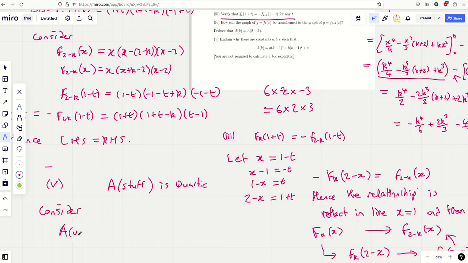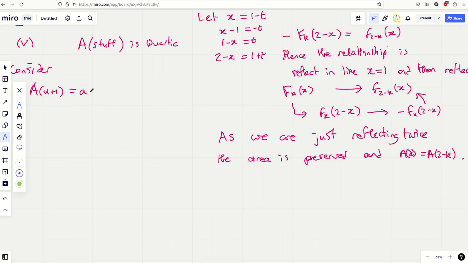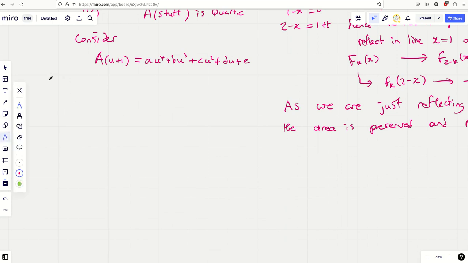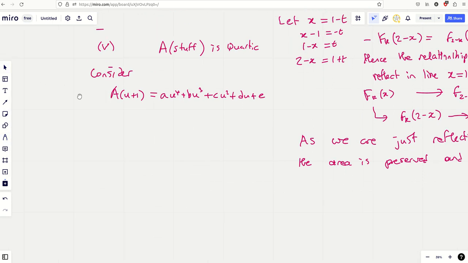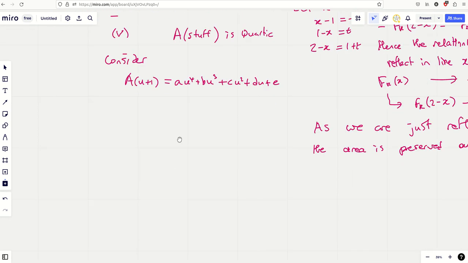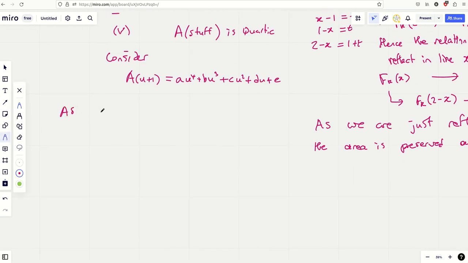So let's consider A of u plus 1, and let's write it down as a quartic: a u to the 4 plus b u cubed plus c u squared plus d u plus e. Now let's use the property we've just shown, that A of k is A of 2 minus k. So A of u plus 1 equals A of 2 minus (u plus 1), which is of course A of 2 minus 1, which is 1, and then we're going to get 1 minus u.